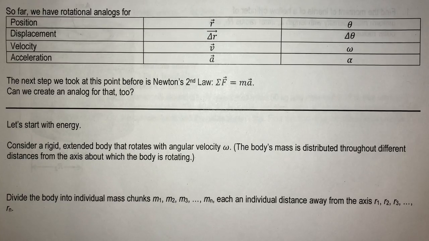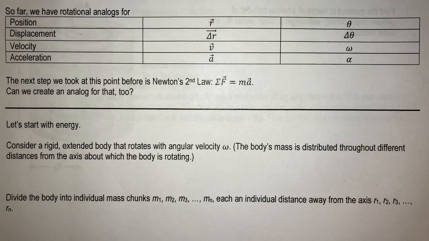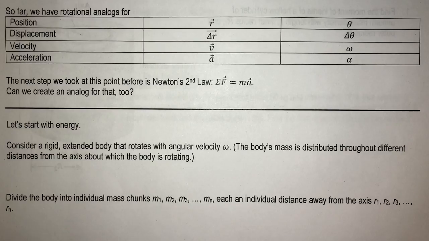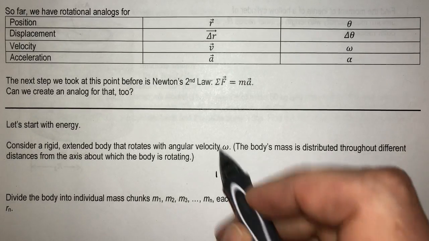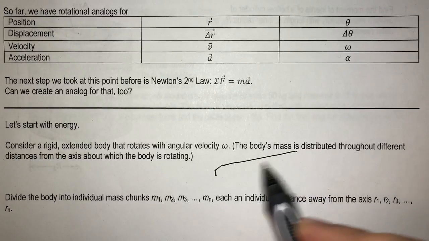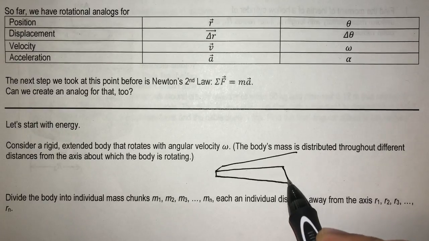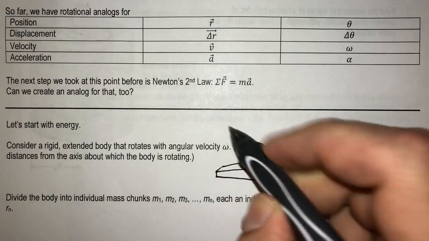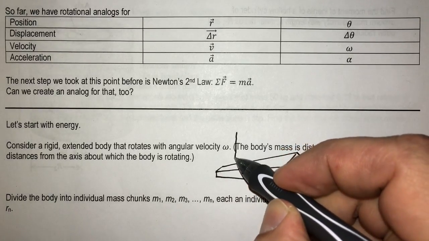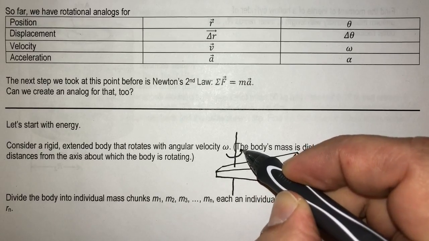So consider a rigid extended body that rotates with angular velocity omega. So this is a non-uniform object. This is the drawing I came up with. It doesn't need to be any particular form factor. It doesn't need to be any particular shape. It's non-uniform, just to keep things interesting. And we're going to rotate it around some axis here through the object. Let's rotate it this way.